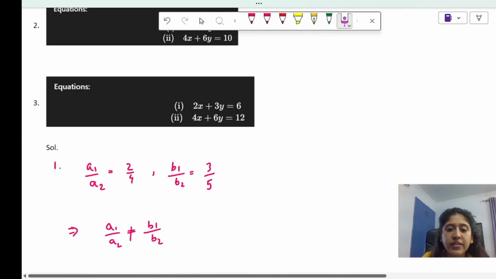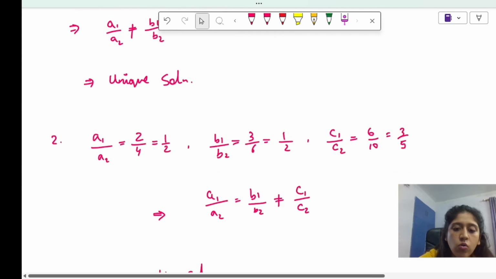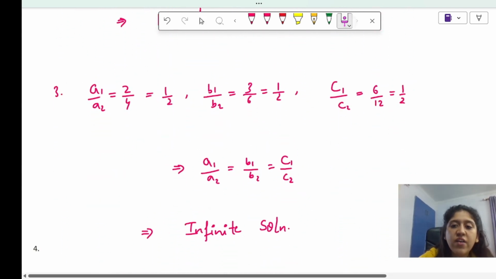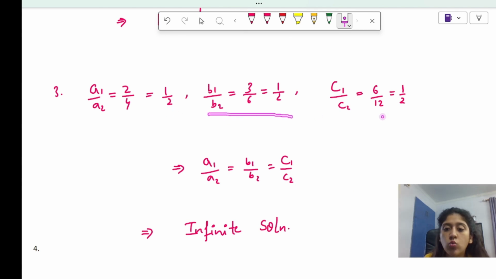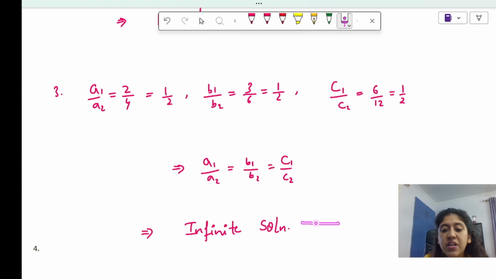Alright, the last, that is 2x plus 3y equal to 6, 4x plus 6y equal to 12. Let's just check कि इसके कितने solutions हैं. ठीक है? Let's just see. What have I done? a1 by a2 is 2 by 4, again 1 by 2. b1 by b2 is also 1 by 2. Okay, let's see for c1 by c2. Oh! c1 by c2 is also 1 by 2. That means a1 by a2 is equal to b1 by b2 is equal to c1 by c2. This actually is a rule for infinitely many solutions.